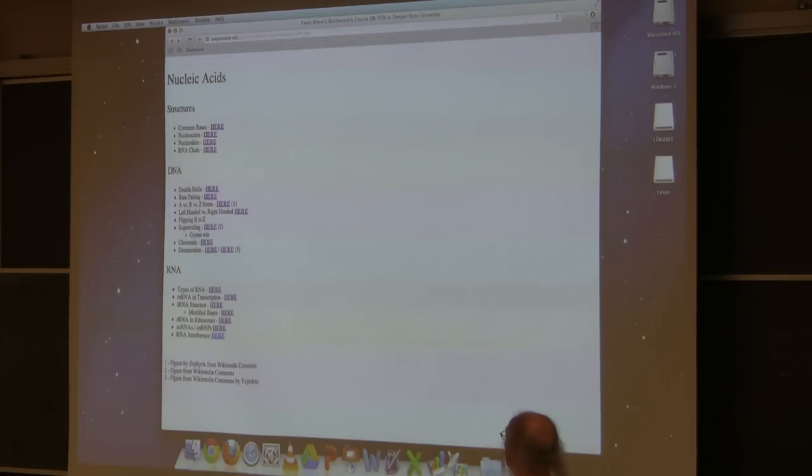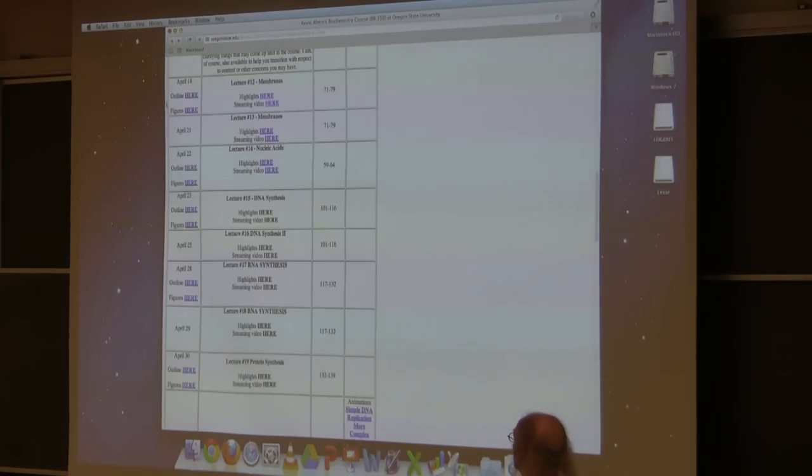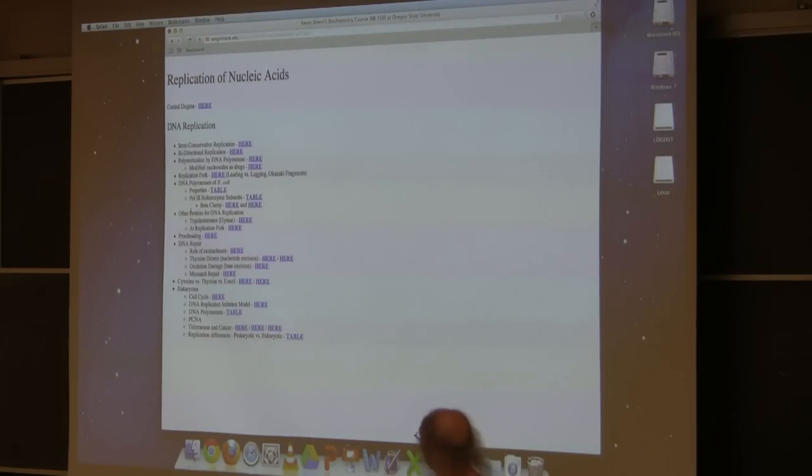Let's turn our attention now to the first of the processes involving the nucleic acids, and that's DNA replication.